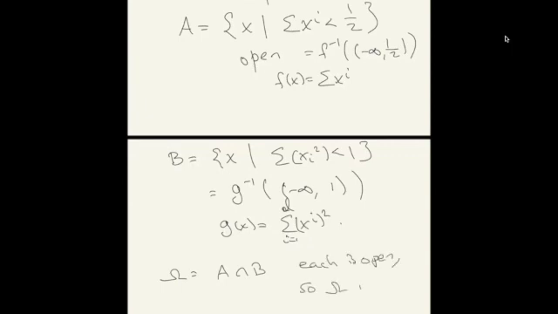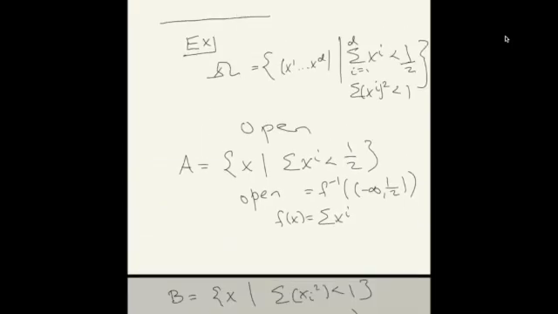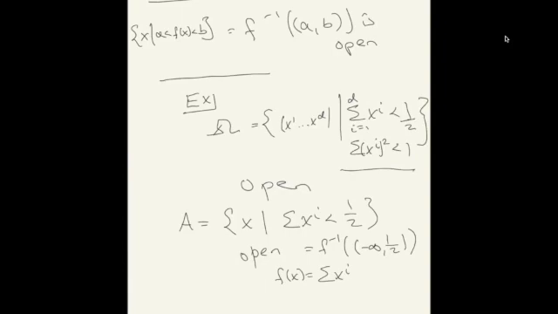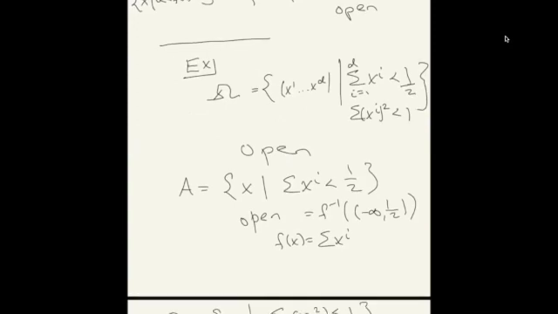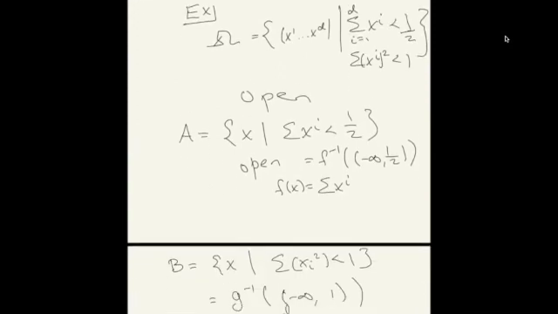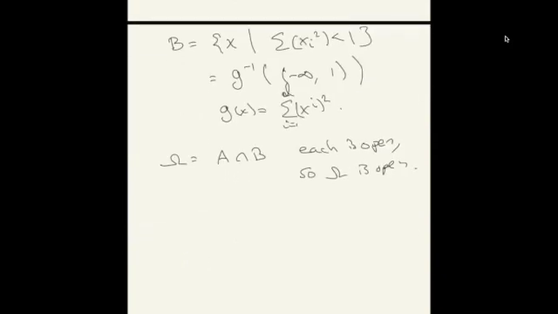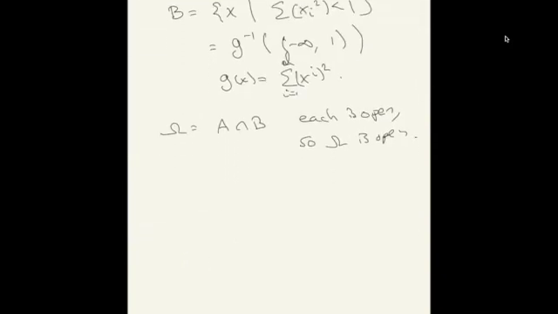So omega is open. Much easier than actually trying to figure out, for every point that satisfies these two constraints, what delta would work, or what radius would work. It's good to still have that in your toolbox because sometimes that is just the easiest way to do things, but this is much more streamlined, more efficient, especially for more complex sets.